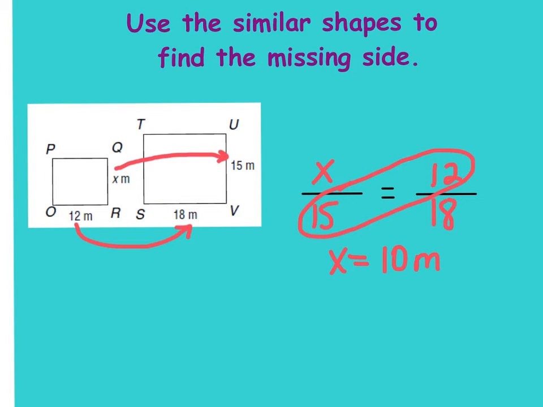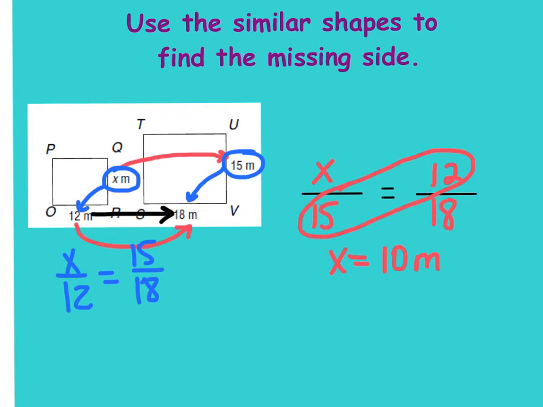Now you may have set it up a different way. Maybe you started with the x and went down to the 12. And then on the other side you started with the 15 and went down to the 18. That's going to get you the same exact answer as well. Or maybe you decided to go across. 12 matches up with 18 and x matches up with 15. All of these ways are perfectly fine to do it.